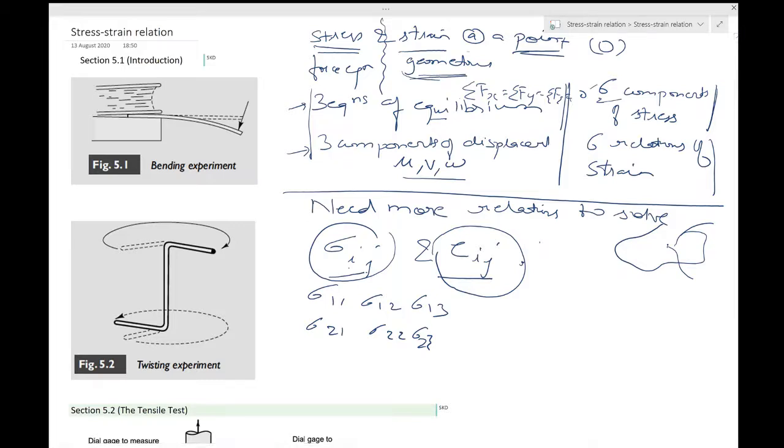So in this chapter, we will concern ourselves with the relations between stress and strain. Now, I'm going through the introduction of this chapter in your textbook. There are 2 approaches which we can use. One is the relation based on experimental evidence.